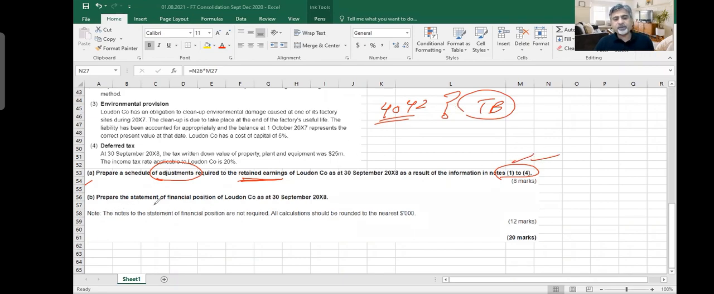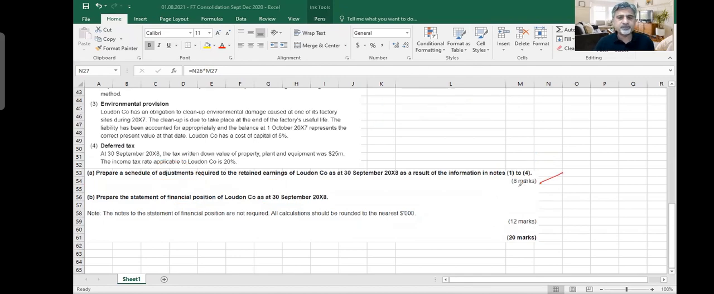And then part B, it says prepare the statement of financial position, balance sheet, as at 30th September 2008. So 2 questions are here. 8 marks for retained earnings correction. They give us, I think, 4042. We need to correct it. This is for 8 marks. And then we will prepare the balance sheet.